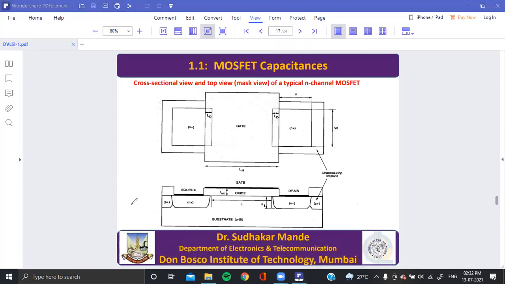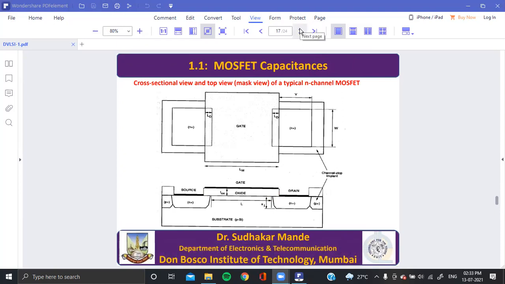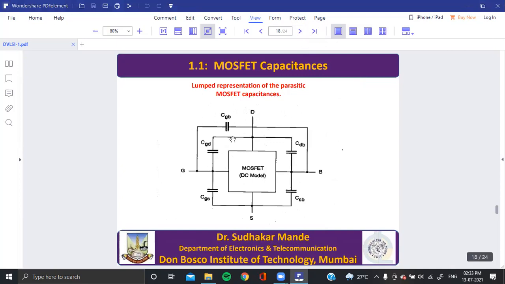Draw it here. So this is the overlap, and this is the overlap. And from the top, you can see this LD distance is the overlap. Because of this overlap, there is a capacitance. And there are two types of capacitances.